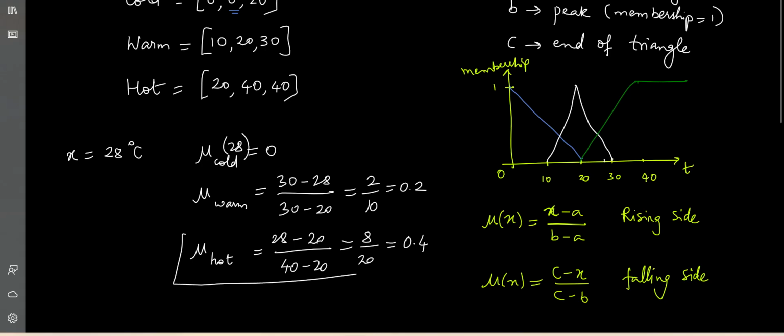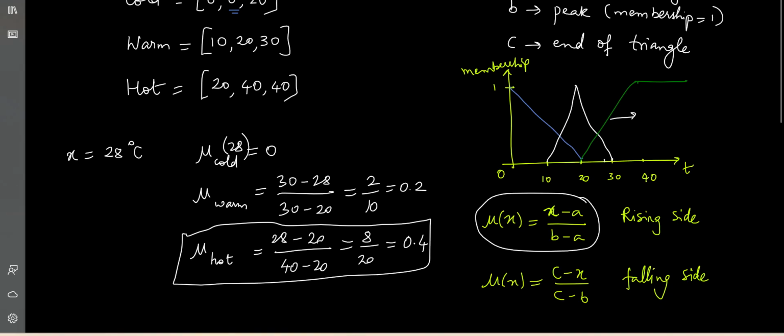So this value we were not getting because of the calculation mistake we were making. Again, I repeat, this is the rising side of hot membership, and for that, x minus a upon b minus a will apply. So x is 28, a for the hot membership, this is a, this is b, this is c. A is 20, b is 40. If I replace, it's 28 minus 20, over 40 minus 20. So it is 0.4. So at x equal 28 degrees Celsius, the membership related with warm category is 0.2, that is 20%, and hot is 40%.